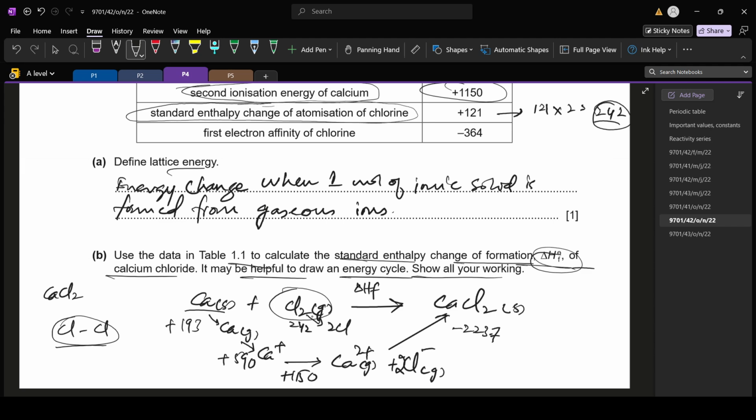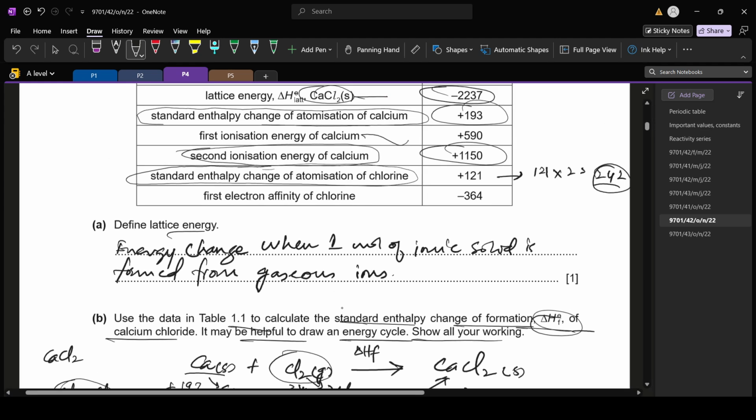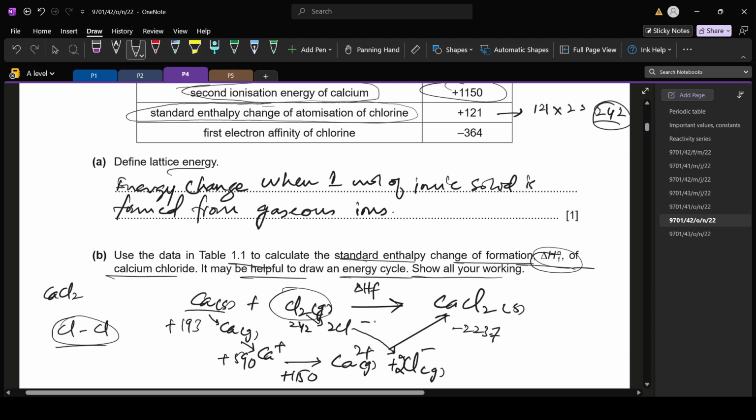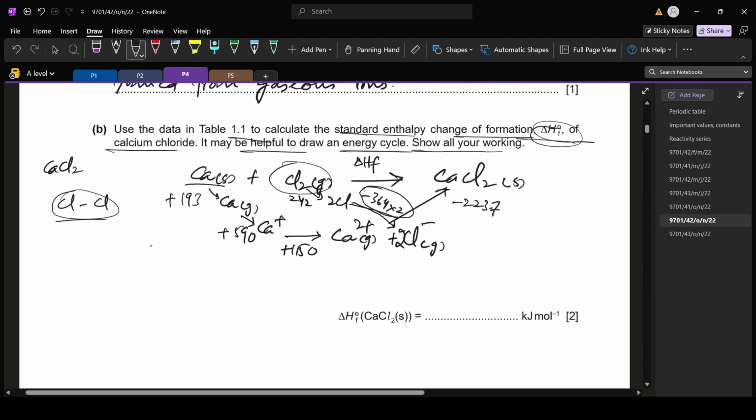Now there will be a first electron affinity of chlorine, so you will form chloride ions. Its value is negative 364 multiplied by 2, because there are two chloride ions. So now your cycle is ready. So let's calculate the standard enthalpy change of formation.